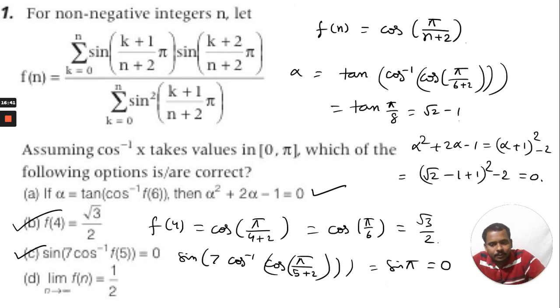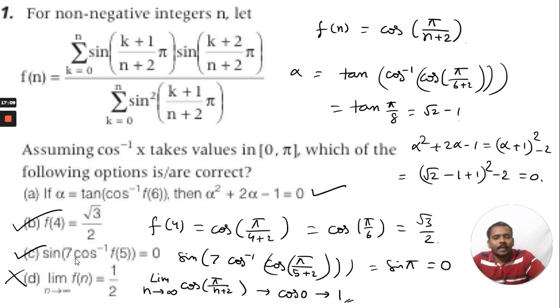Limit n tends to infinity, f of n is equal to 1 by 2. When n tends to infinity, cos pi by n plus 2, what do you have? It tends to cos 0, right? So cos 0 is 1. That means when limit n tends to infinity, it tends to 1 but not 1 by 2. So D is not the correct option. So among the 4 options, 3 options are correct: A, B, C.